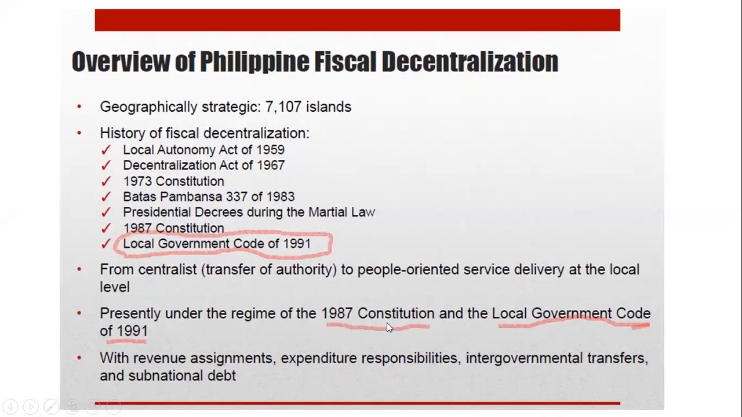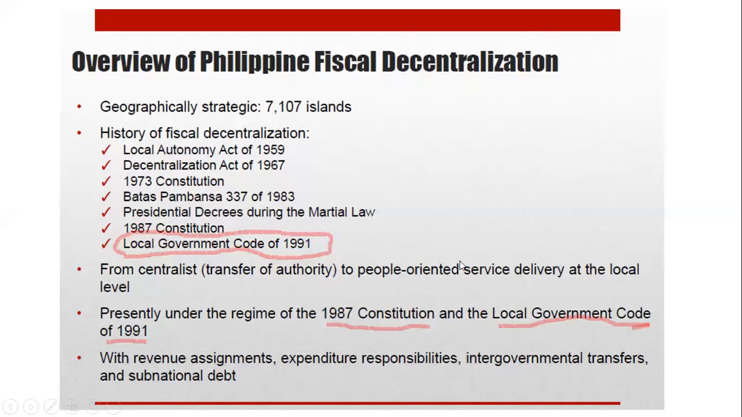Currently, as you can see here, we still have the original 1987 Constitution. But in fact, they're trying to amend some provisions of this Constitution, particularly the economic provisions. Because as you know, foreigners cannot own land in the Philippines, and they can only own up to 40% of businesses here. So they're trying to change that. Also, we have the Local Government Code of 1991. This is still in effect right now, and this is the basis of the taxation of these LGUs or local government units.